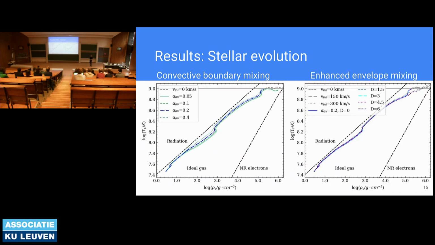So now we look at the very inside of the star. This diagram shows the central temperature versus the central density. And there is, for guidance, a bit of the different regimes. So this is the radiation-dominated regime. Here you have ideal gas. Here's the non-relativistic electron pressure. And we evolved all our models to a central temperature of 10^9 Kelvin. So that is this line over here.